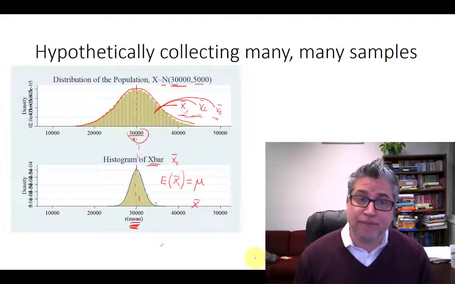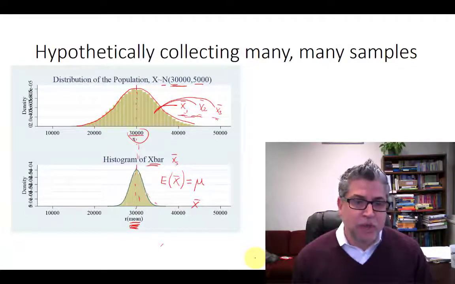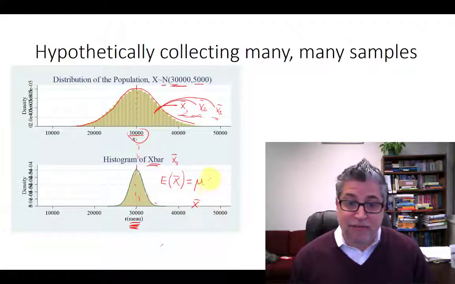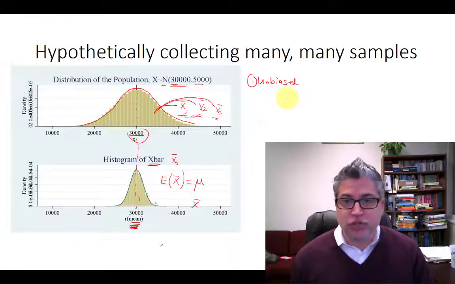On average, they're right. Now, how precise are these estimates? You really want your estimator, this idea that you're going to take a sample and take the average, to have two features. One, you want it to be unbiased, so that on average you're right, but you also want it to be precise.